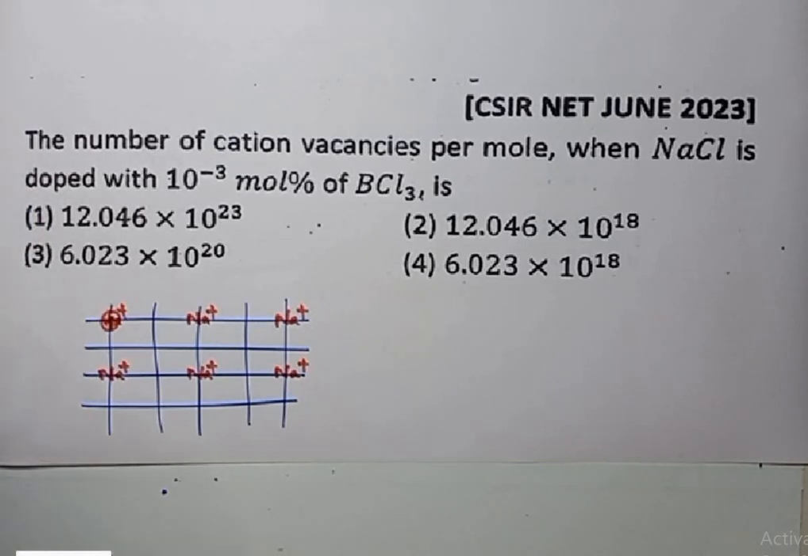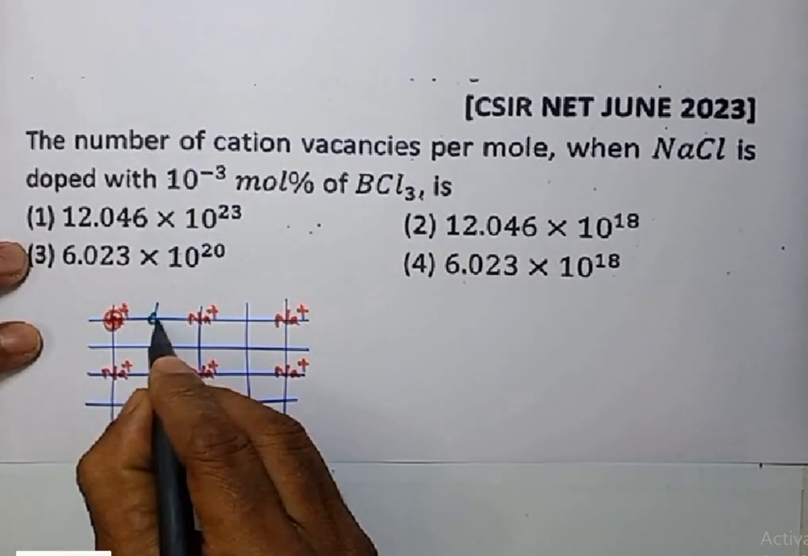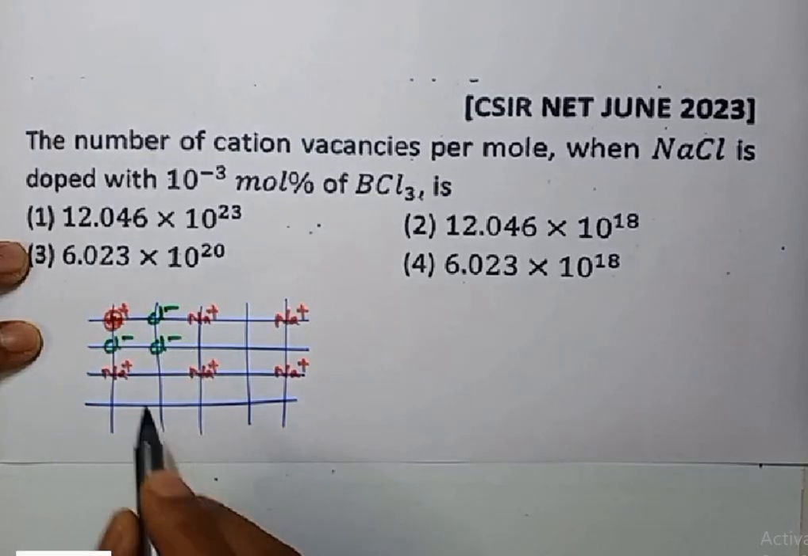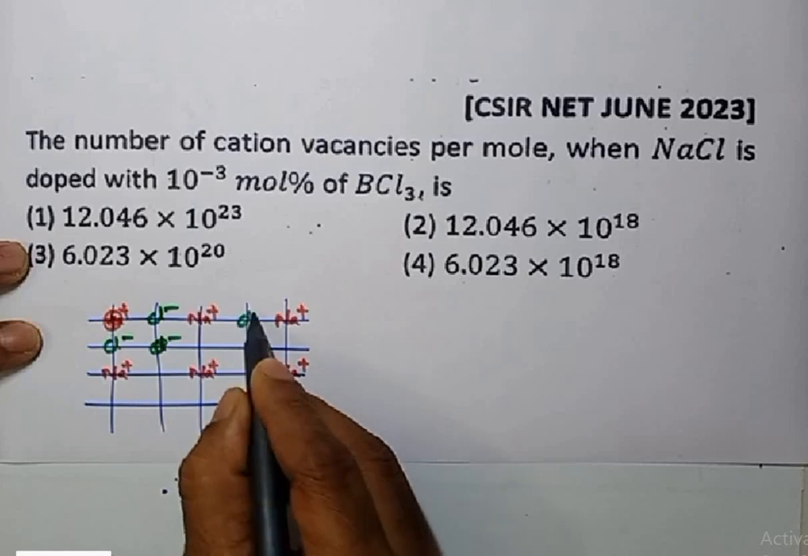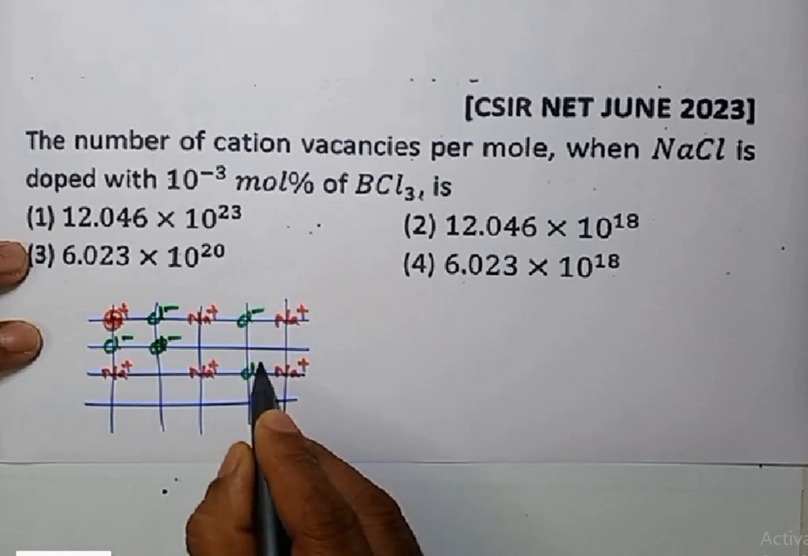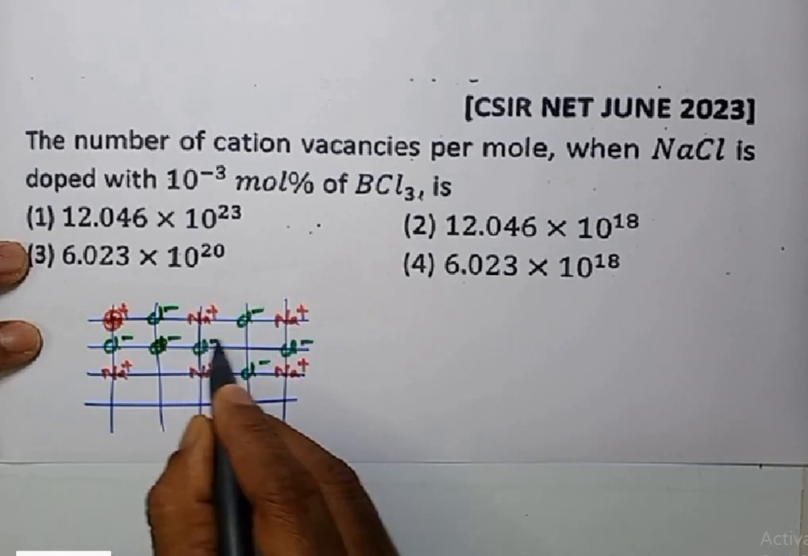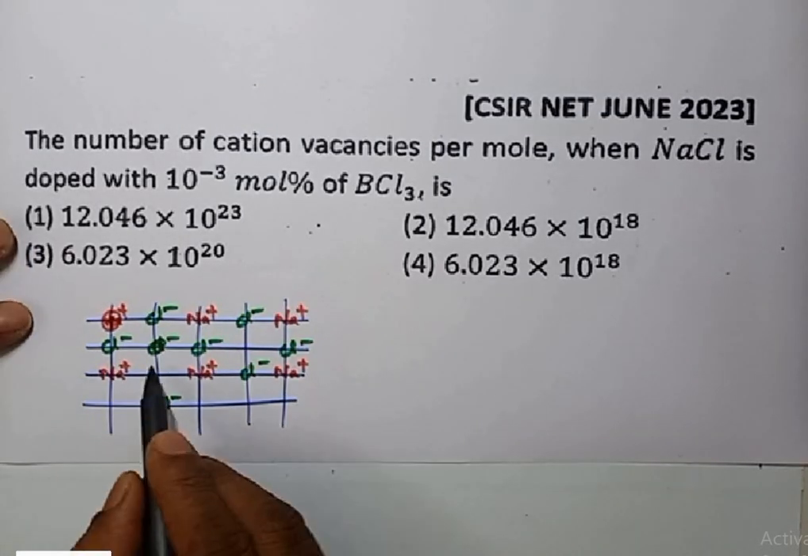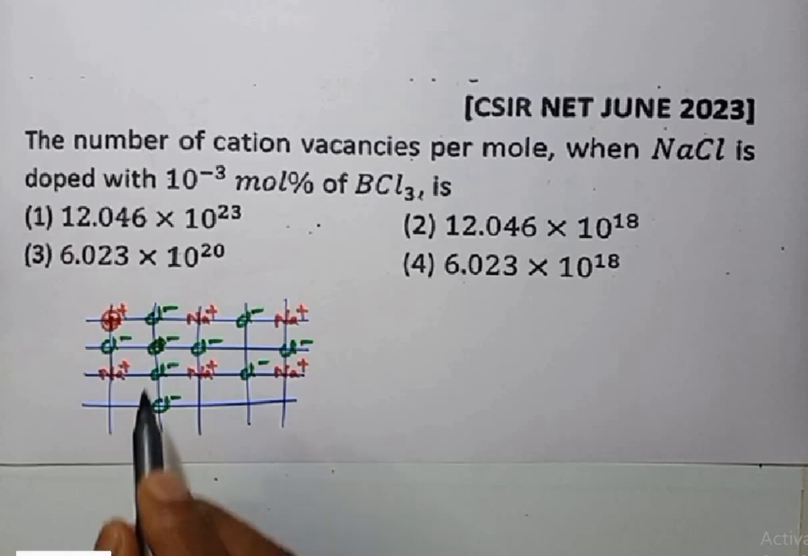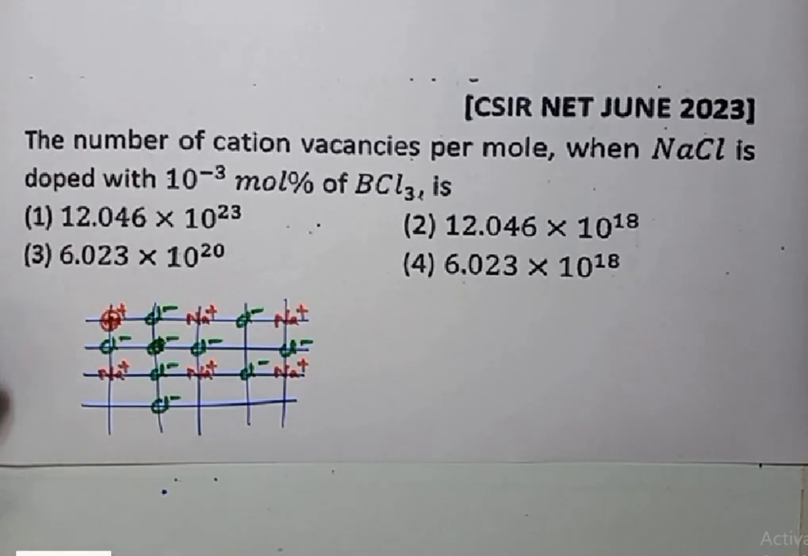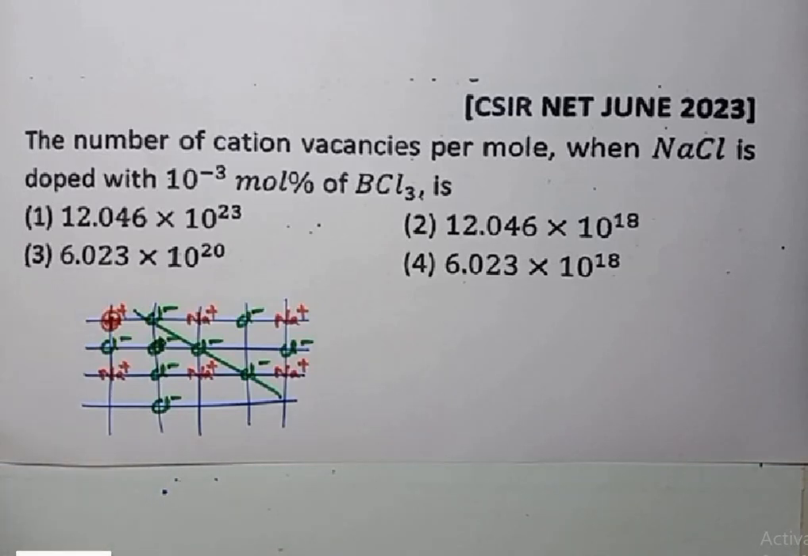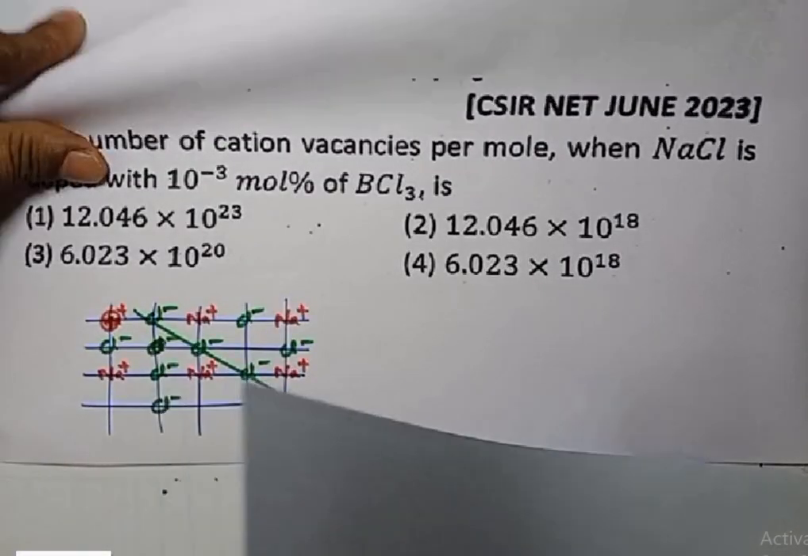Similarly, we have chloride ions. Cl minus, Cl minus, Cl minus. I'm sorry. Cl minus here, Cl minus here, Cl minus here. Like that we have numbers. And here we have one Cl minus. And this is actually sodium ion, right? The structure is not clear. Let me draw in the next page. Listen.